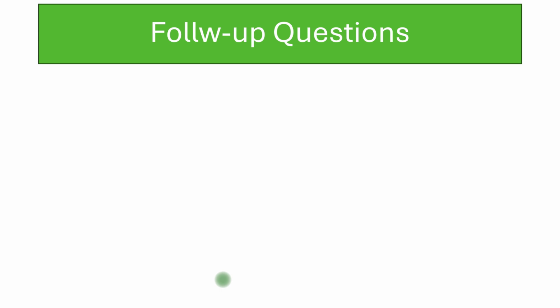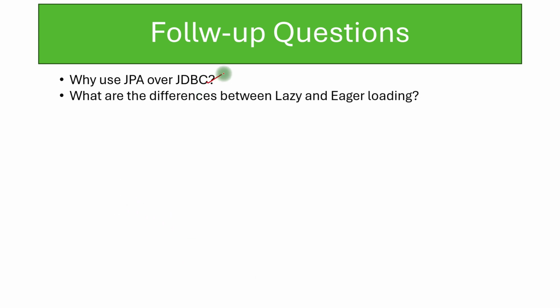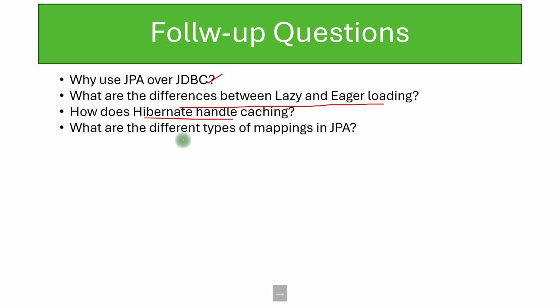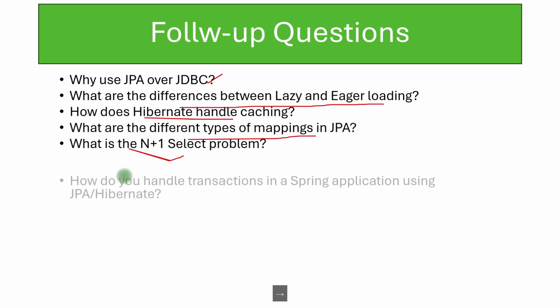So coming to the last slide, we have follow-up questions around that. When you have this question, while you are answering it, these are some of the questions that you can encounter. So make sure that you have gone through them and have a better understanding around this as well. Why use JPA over JDBC? Get the understanding. What are the differences between lazy and eager loading? How does Hibernate handle caching? What are the different types of mappings in JPA? What is the n+1 select problem?